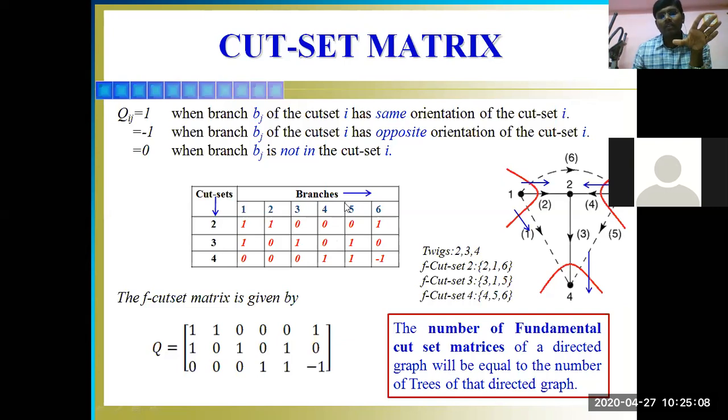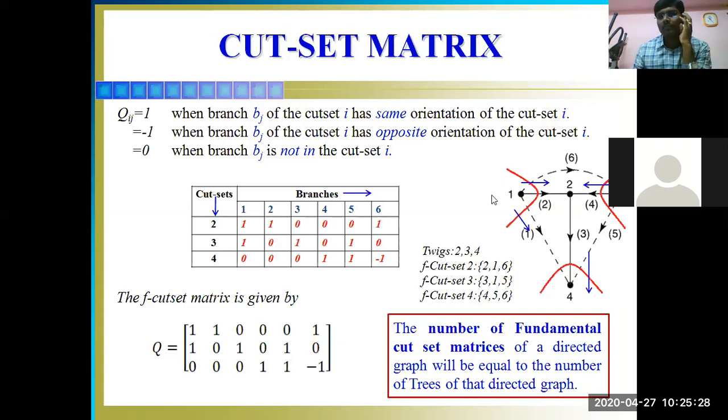Always the number of rows and columns are different. To have the same number of rows and columns, there are augmented cut set and augmented tie set matrices, but they are not in your syllabus.